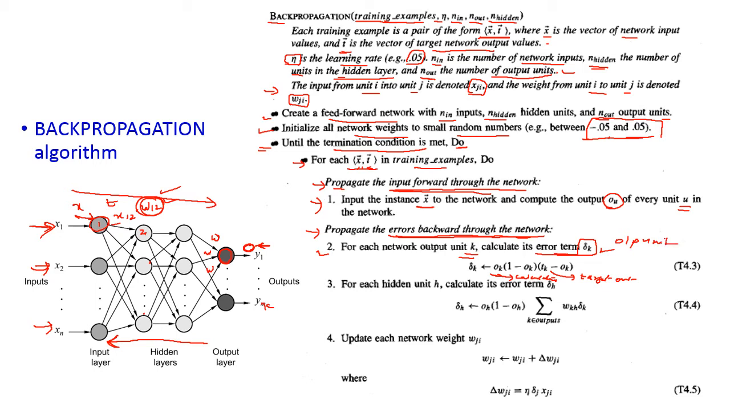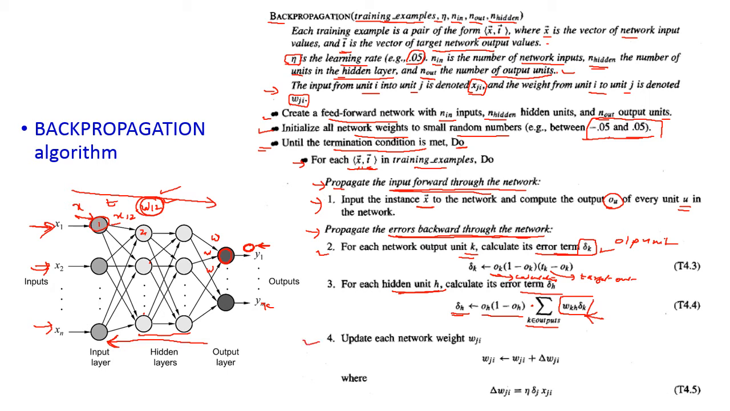And simultaneously we have to calculate the error term of the hidden units also. So here we have h hidden units, hence delta h is equal to o_h into (1 minus o_h) into the summation over k belonging to outputs, because we have more hidden units, isn't it? So for all the hidden units we need to compute the summation of w_kh into delta k. So the output will be the sum over all the hidden layer units.